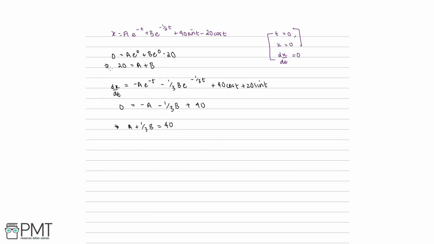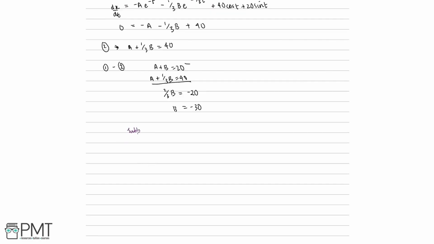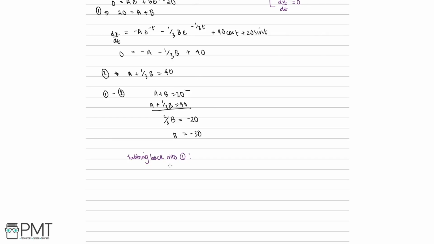And now look, we have simultaneous equations, as this is our first equation and this is our second equation. We can subtract our first equation from our second equation as such. A plus b is equal to 20, and a plus a third b is equal to 40. So subtracting, we have 2/3 b is equal to 20 minus 40, which is minus 20. So thus b will be equal to minus 30. We can substitute this back into one of our simultaneous equations. I'm going to substitute it into the first one to give you 20 is equal to a minus 30, and thus a is equal to 50.